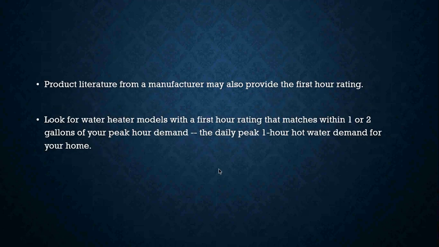Product literature from the manufacturer may also provide that first hour rating. So look for hot water models with a first hour rating that matches within 1 or 2 gallons of your peak hour demand, the daily peak one-hour hot water demand for your home or your place of business. So what are we thinking about when we're talking about the peak hour of demand?